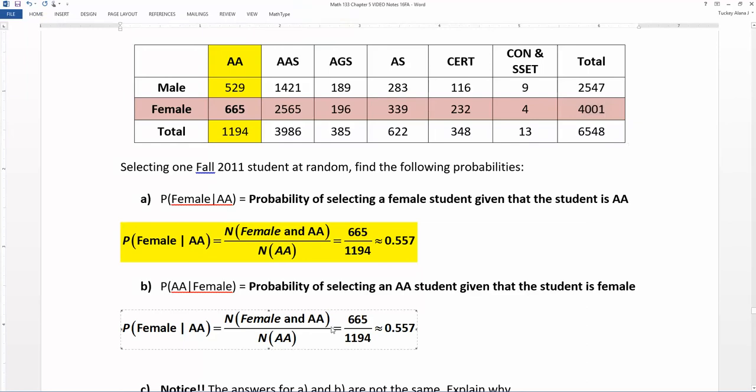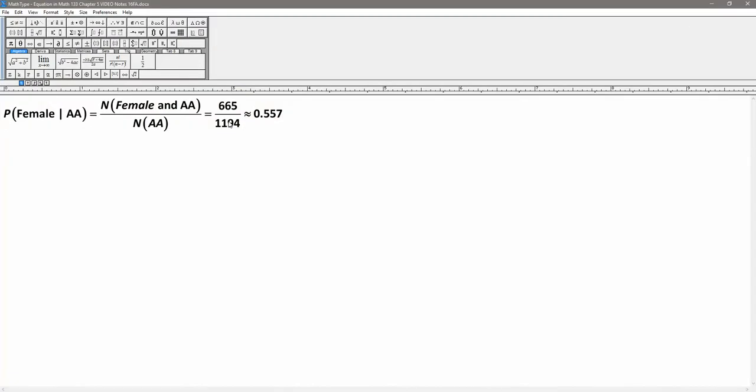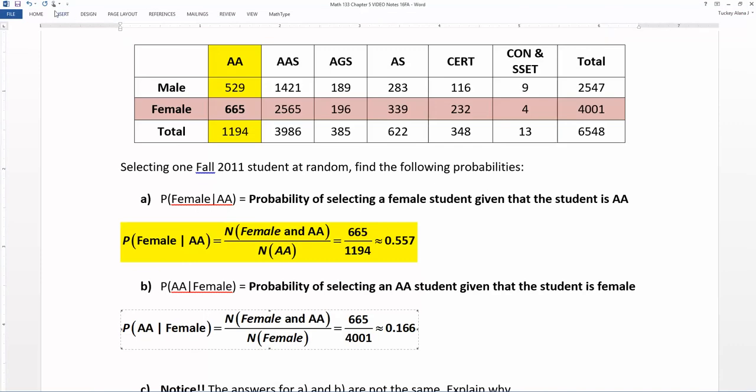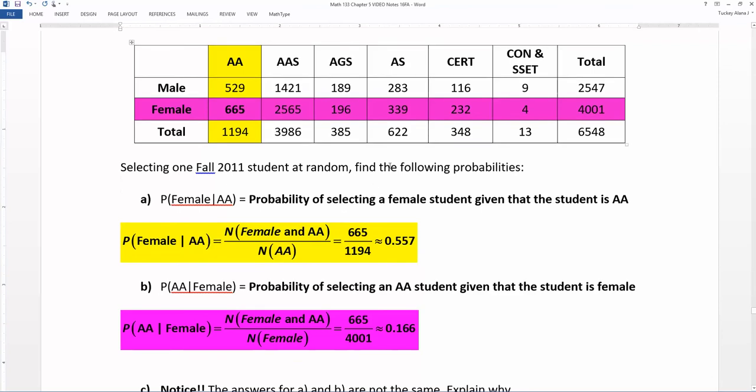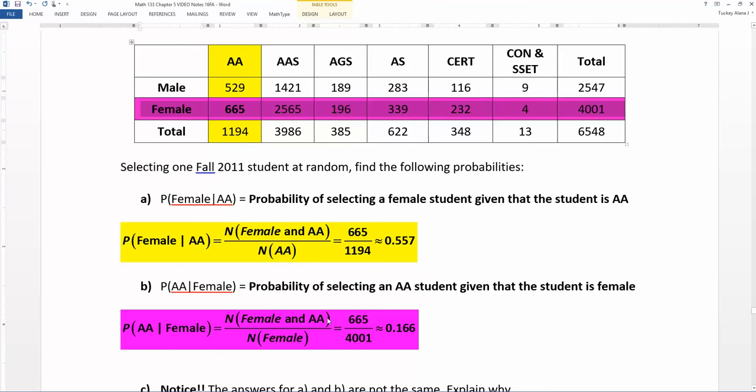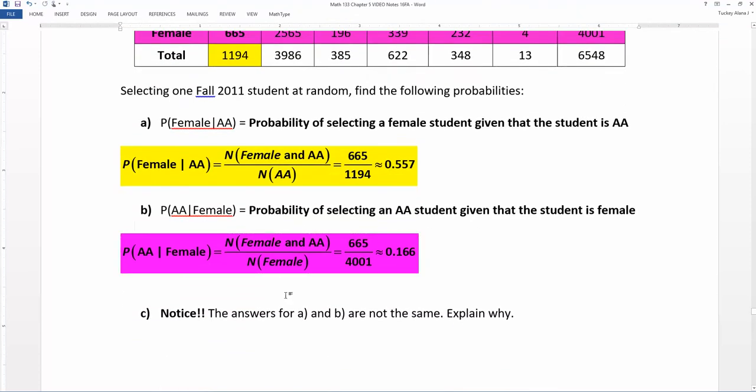So it's going to be 665 over 4,001. So instead of AA on the bottom, Associate in Arts, we're going to do female on the bottom right here. And then this is AA given female, which is 665 over 4,001, which is about 0.166. In order to make them match, I had to make them really, really bright pink. So there you go, 4,001 right there. So that's why 4,001 is my denominator.